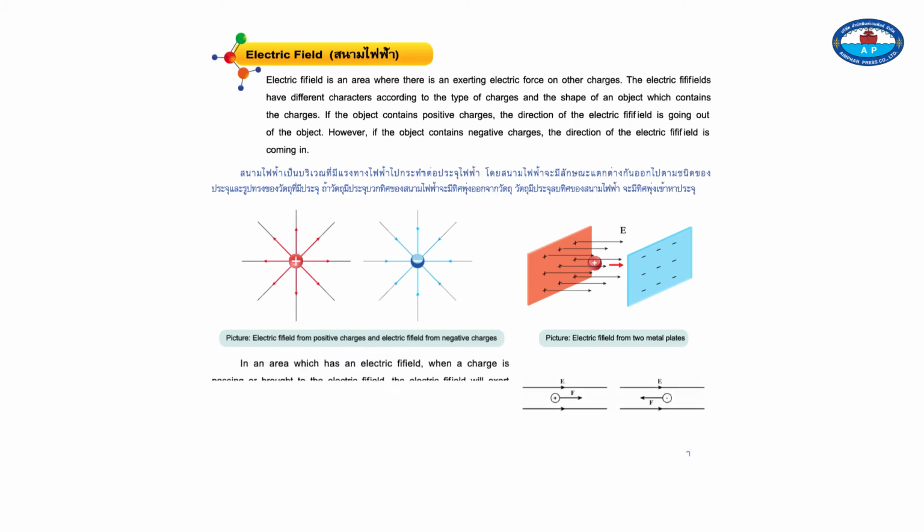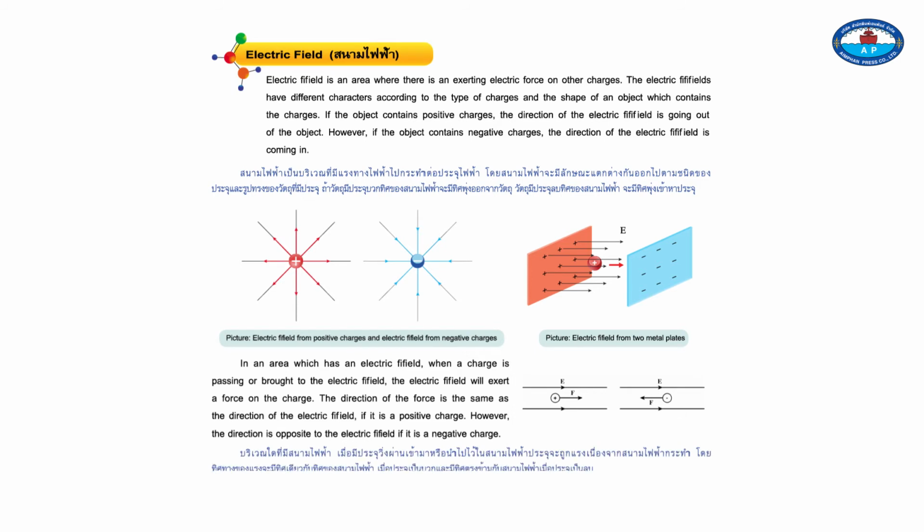In an area which has an electric field, when a charge is passing or brought into the electric field, the field will exert a force on the charge. The direction of the force is the same as the direction of the electric field if it is a positive charge. However, the direction is opposite to the electric field if it is a negative charge.